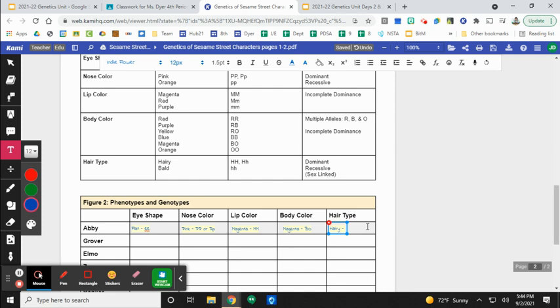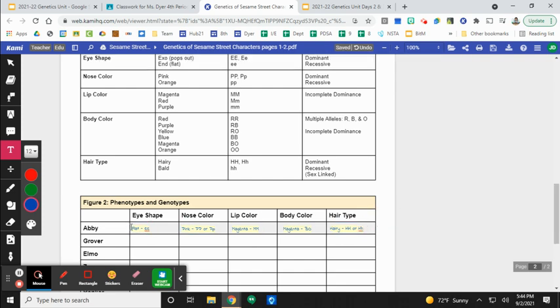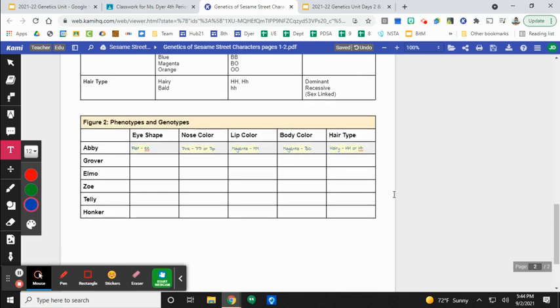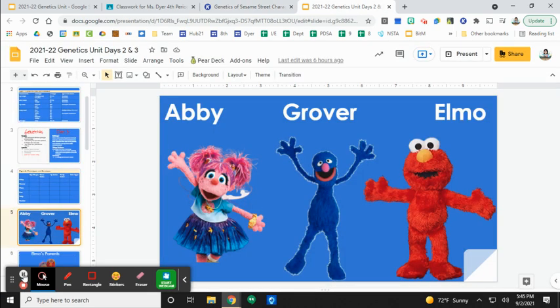And there's a specific way of showing this in terms of it being sex linked, but it's kind of hard to do in typing. So it is perfectly fine for our purposes just to say either homozygous dominant or heterozygous. This will work just fine for us. So here's the information that you need for Abby. I would like for you to take this information and try to fill in Grover, Elmo, and Zoe on your own. Take a few minutes and do that.